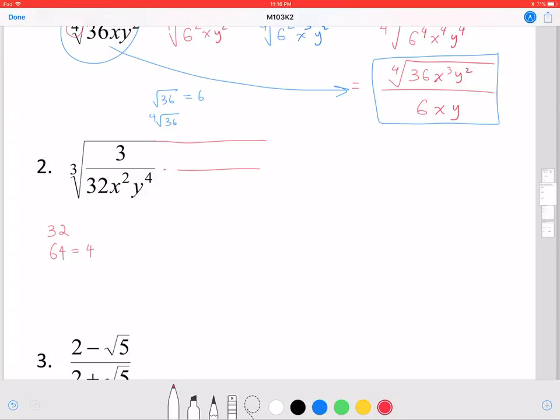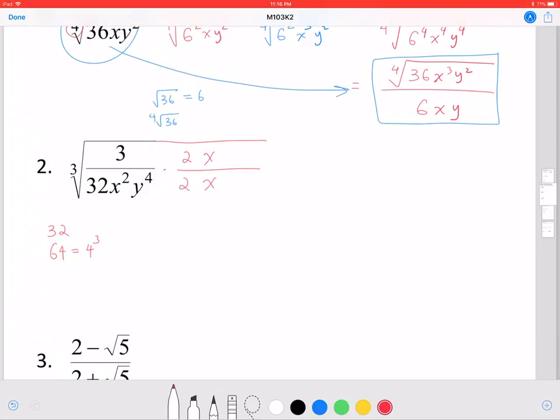64 is a perfect cube. 64 is 4 cubed. That's what I want. So what I'm going to do is multiply top and bottom by 2. Why 2? Because 2 times 32 will give me 64. All right. And the x, I have x squared, so I need one more x. That'll make my denominator x cubed.